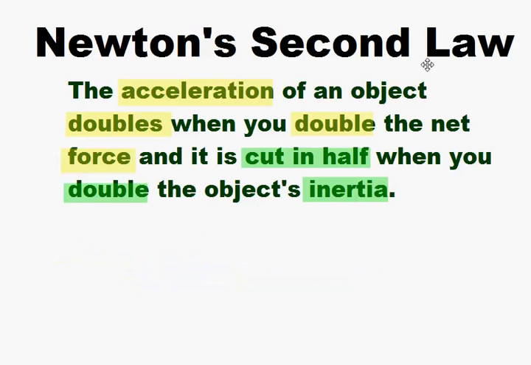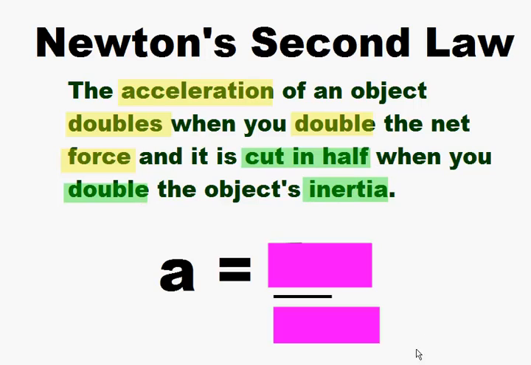Newton's second law. The acceleration of an object doubles when you double the net force. It also triples when you triple the net force. And is cut in half when you double the inertia or the mass. Newton put it in terms of this acceleration. If you want to accelerate an object, think of a fraction, okay? And remember, things on top of the fraction, whatever you put up here makes acceleration increase or should help acceleration.